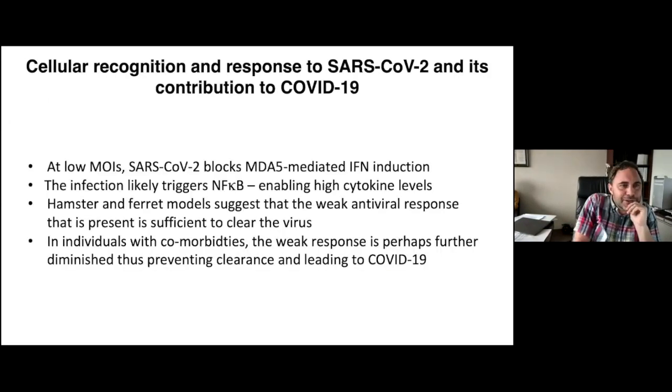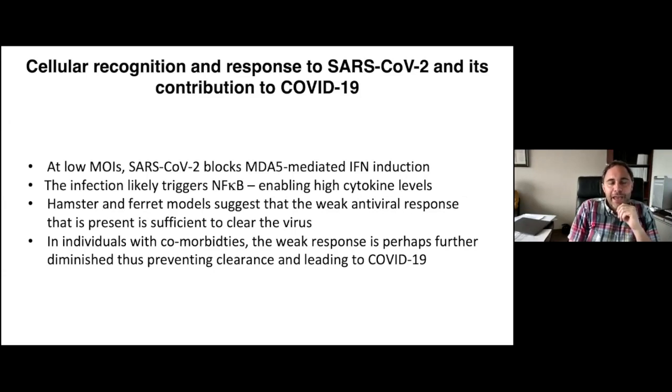My major conclusion here is that at a low MOI, we see that the virus essentially wins. It has the capacity to block MDA5-mediated interferon response. The infection likely triggers NF-kappa B in different ways, which explains the high cytokine levels.